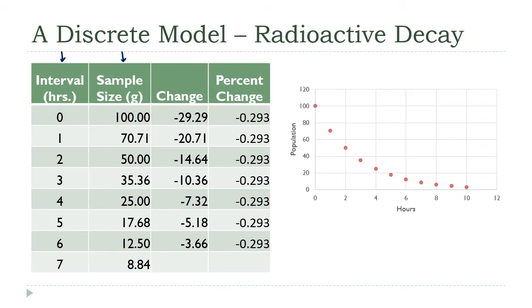So let's take a step back and think about what we saw in our previous analysis, right? We saw that the percent change was constant. That is, delta A sub n divided by A sub n equals some constant k. Or, if we manipulate this a little bit, delta A sub n equals k times A sub n. So what this says is the change in the sample size is proportional to the sample size.